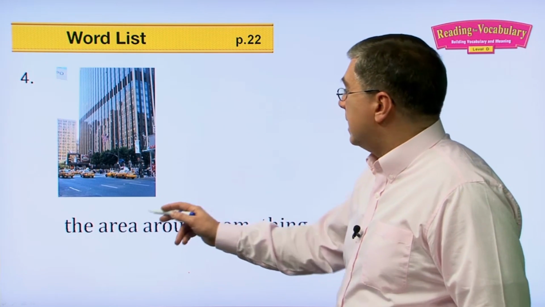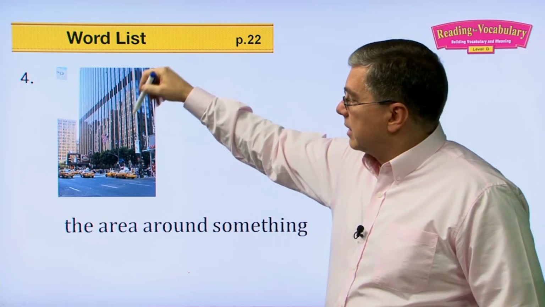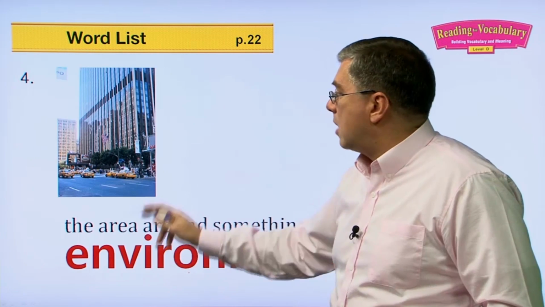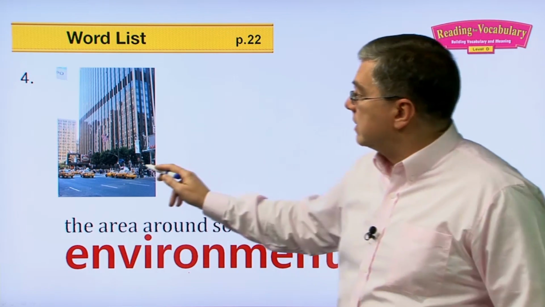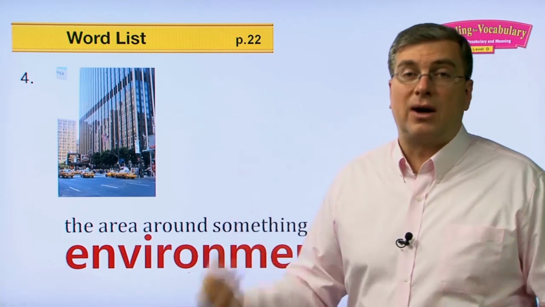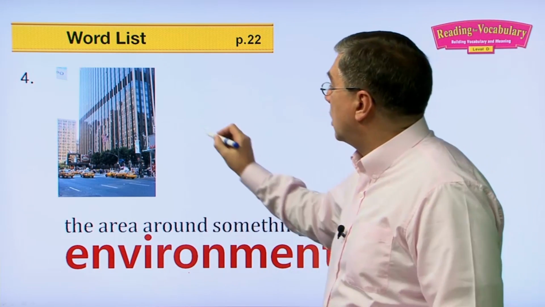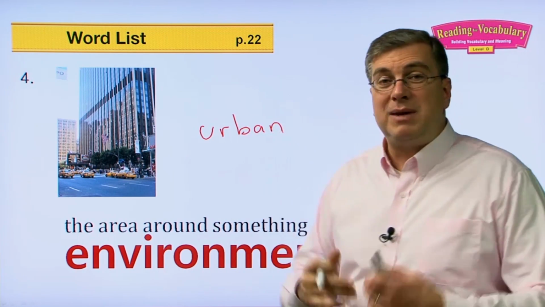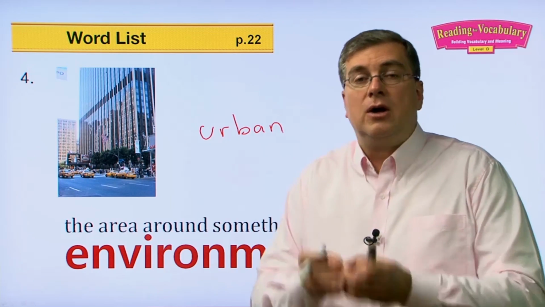Next one. The area around something. Okay, so if we say that there's many buildings in a city, what do we call the area around the buildings? We call it the environment. It's also the area around us, right? We can have different environments. If we are in the city, we say we are in an urban environment. Urban means city. We are in the city. That's the type of environment we are in.